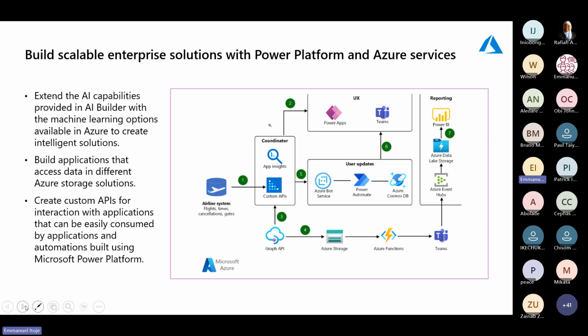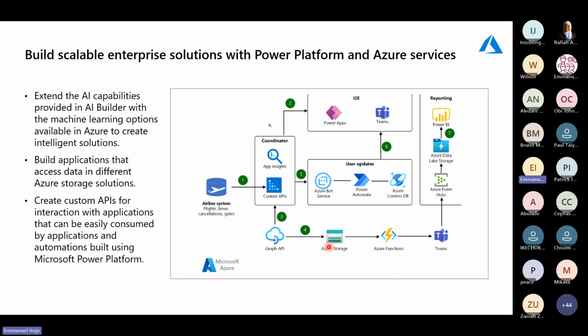So you can actually extend the AI capability provided in AI Builder with machine learning options that are available in Azure to create intelligent solutions, right? And you can build applications that access data in different Azure storage solutions. So if you look at the Azure storage here, coming from the Power Apps and Teams for the UX part of things, then this is a solution. They want to build an airline system. So the architect has already said, okay, we're going to need Application Insights and also the custom APIs, which are connected through the Graph APIs to the Azure storage, right?